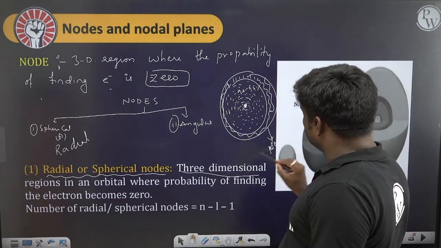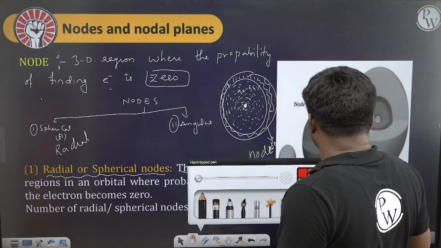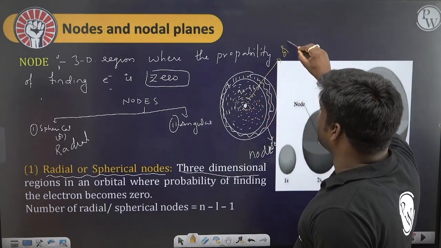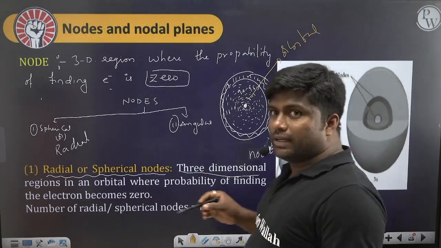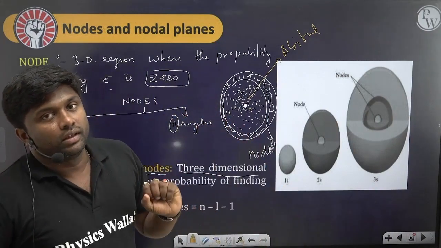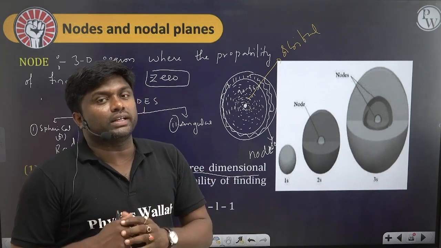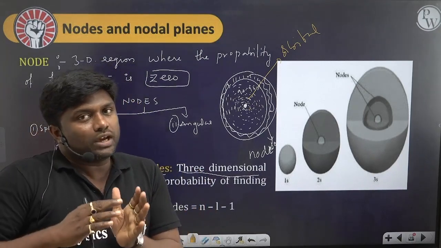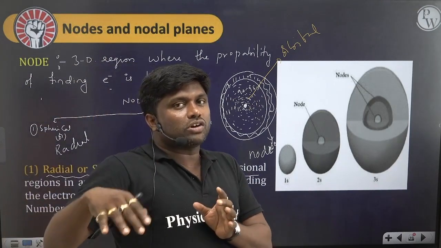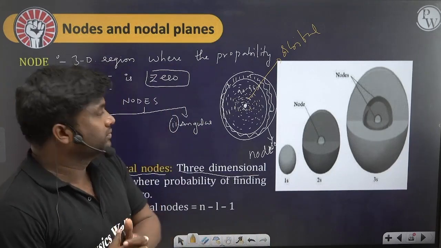This is node. But this region where you can find the electron is called what? This region where you are finding the electron is the orbital. Orbital is the region where the probability of finding the electron is maximum. Near the nucleus, the probability of finding the electron is maximum, that's why that is called an orbital. As you go away from the nucleus, the probability of finding the electron decreases. That is called a node, where the probability of finding the electron is zero.